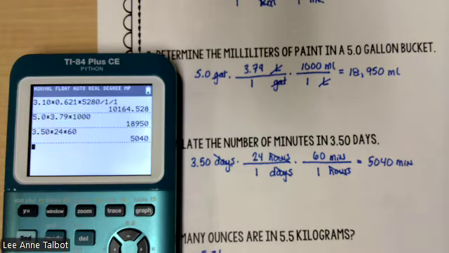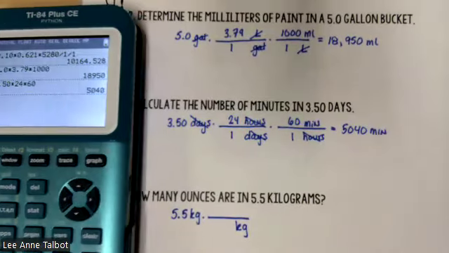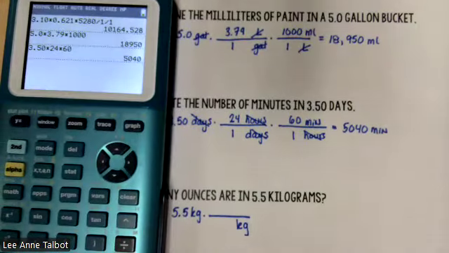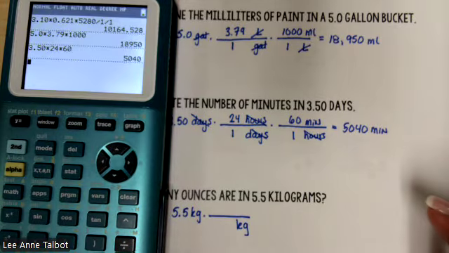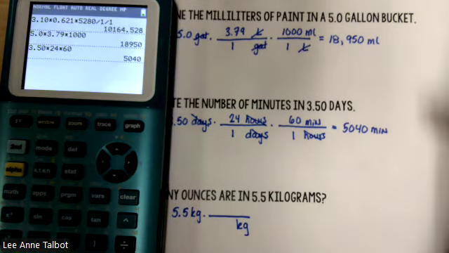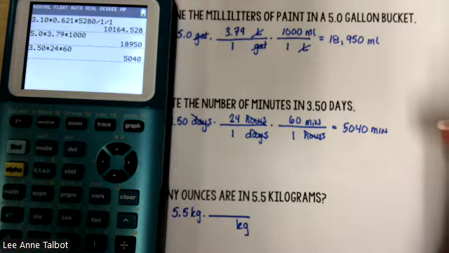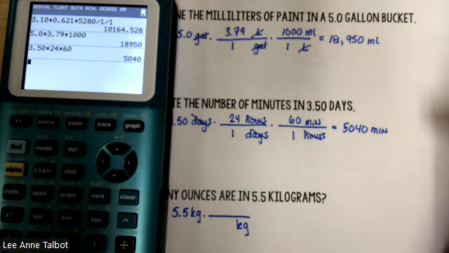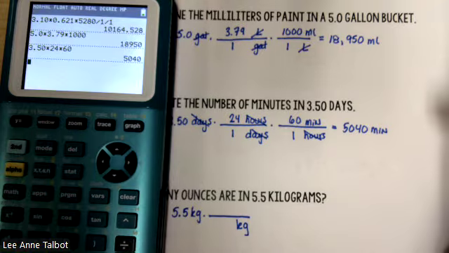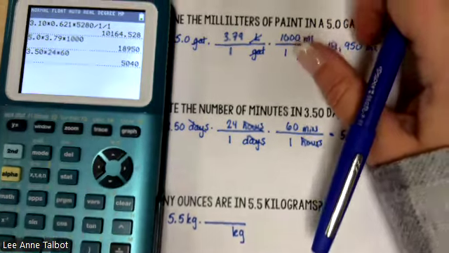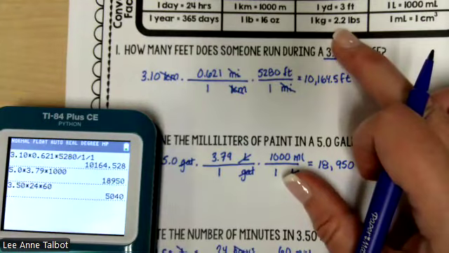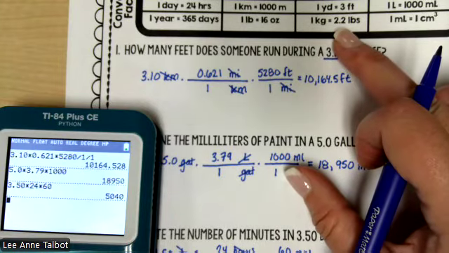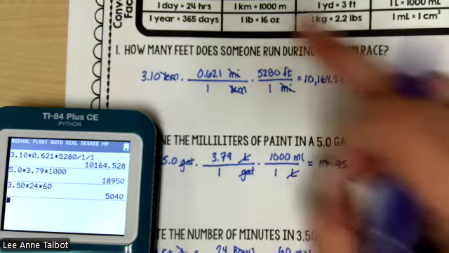Okay, so I know that I have to start with this. I want to go to ounces. I guess I have to use this one. 1 kilogram is 2.2 pounds. Is that what you guys did? Yeah. And then did the pound to ounces one?